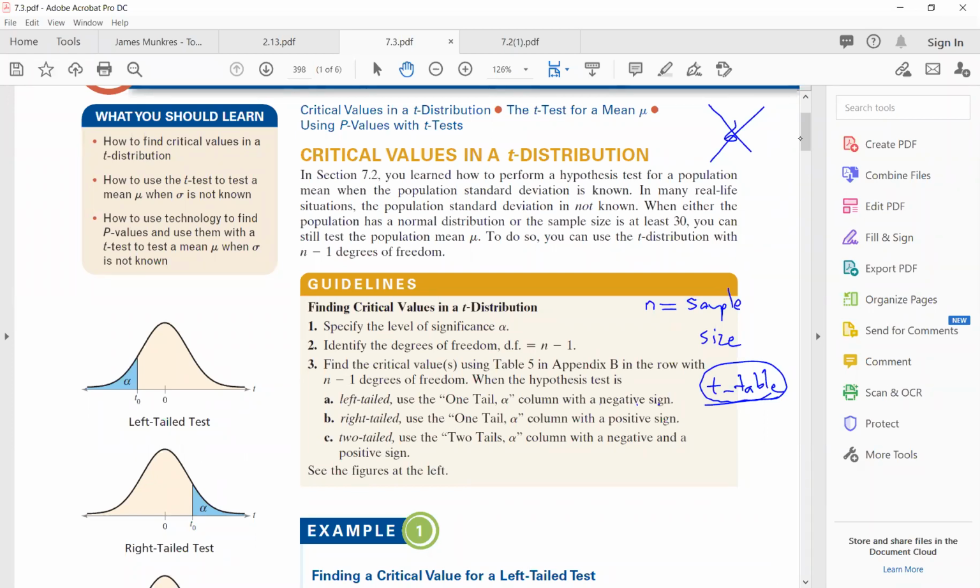If we have a left-tailed graph, we look at the t-table, and we put a negative sign next to the number that we find within the table. If we have a right-tailed graph, no negative sign is needed. If we have a two-tailed graph, then we're going to use two-tailed alpha with negative and positive sign.